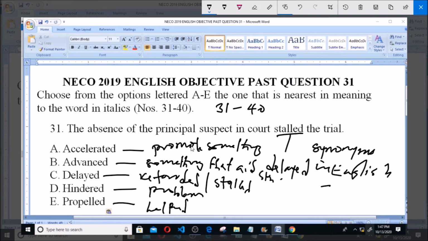So with this analysis, we find out that option C is correct. So we can say that the absence of the principal suspect in court delayed the trial. So option C is correct.